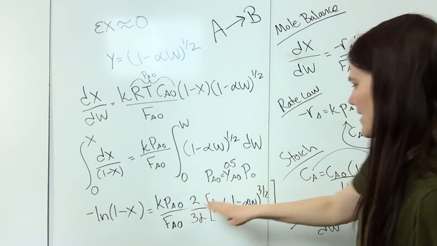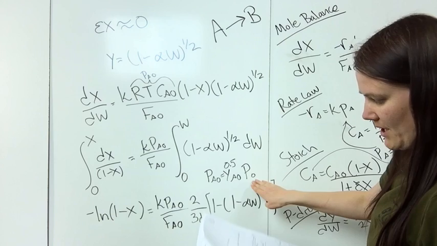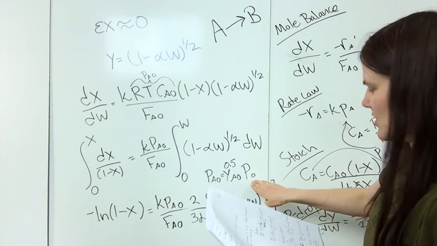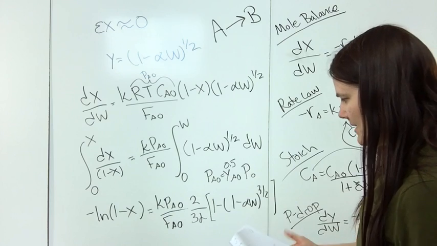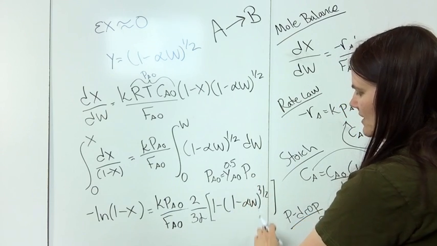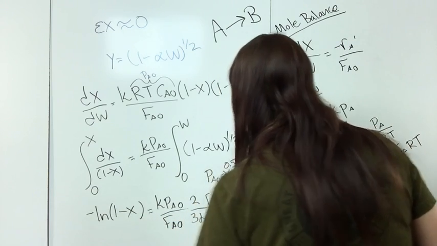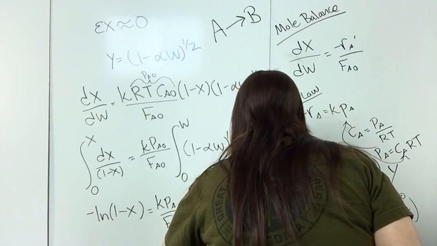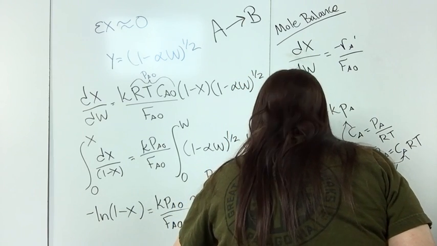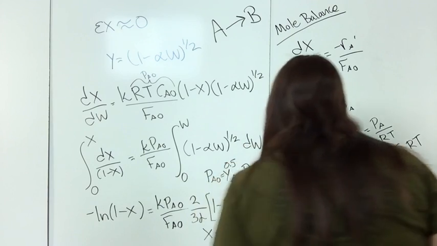Then PA naught is just 0.5 multiplied by P naught, which was 1 atmosphere, so that's 0.5 atmosphere. And then I have everything I need to plug in and solve for X. If I do that, I get that X is equal to 0.58. So that's number 12.